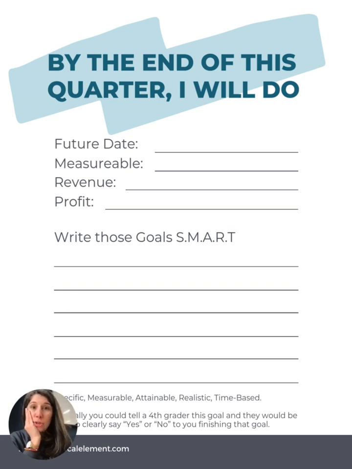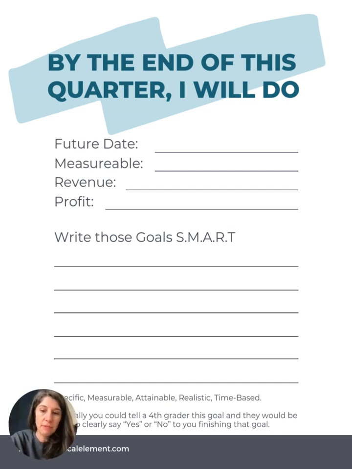Maybe you want to prospect to for sale by owners. So you're going to say, prospect to 150 for sale by owners this quarter. That's very specific. That's a measurable thing that you can say yes or no to. So write out your 3 to 5 goals right here in the SMART efforts.